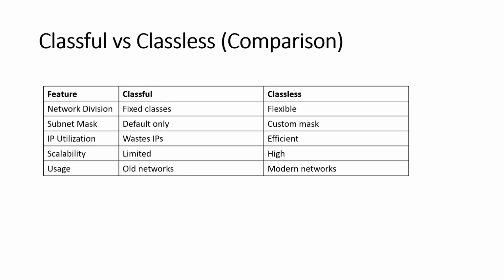So this is the comparison from classful to classless, with the features. For network division, classful addressing has fixed classes like A, B, C, D, and E, whereas classless is flexible. The subnet mask is default only in classful, whereas classless has a custom mask. For IP utilization, in classful addressing more IPs will be wasted, but in classless it is reduced and efficient. For scalability, classful is limited, whereas classless is high. For usage, classful is for old networks, while classless is used in modern networks.